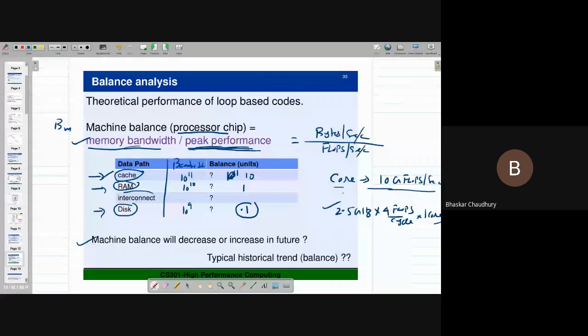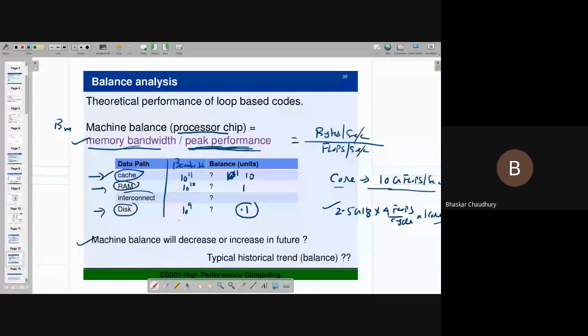So the moment you increase more and more cores, the peak performance of your computing system will go up, but you are not making similar progress in memory bandwidth. So overall the machine balance will decrease in future, and that's the historical trend actually. That is exactly what is happening here. Here also I can see that trend, that there is a gap which is coming.